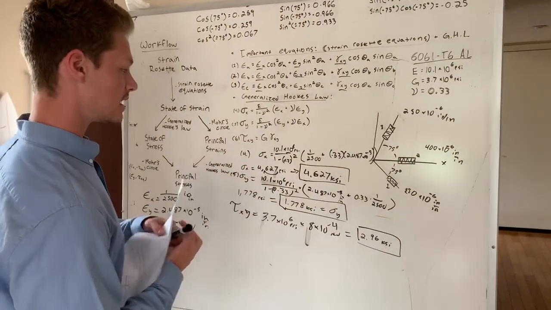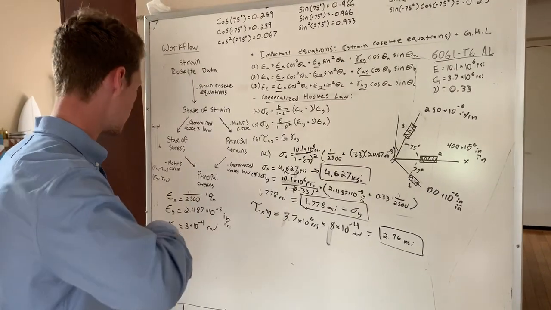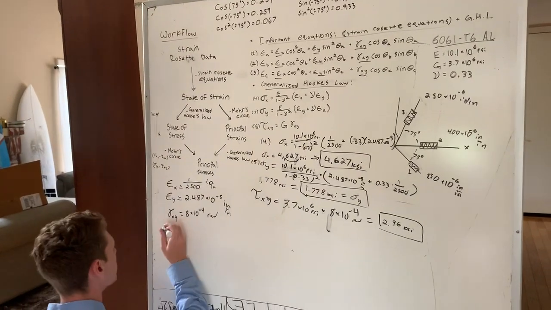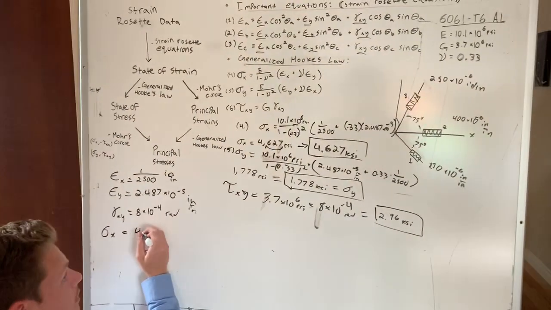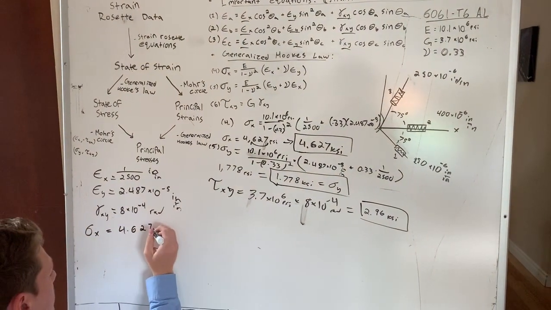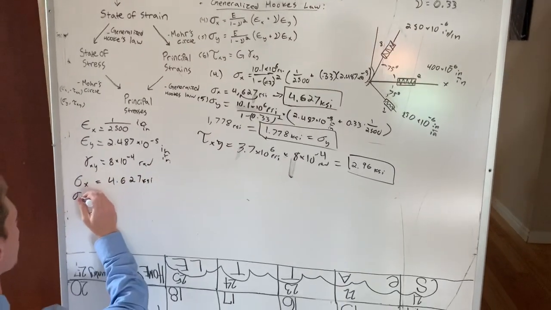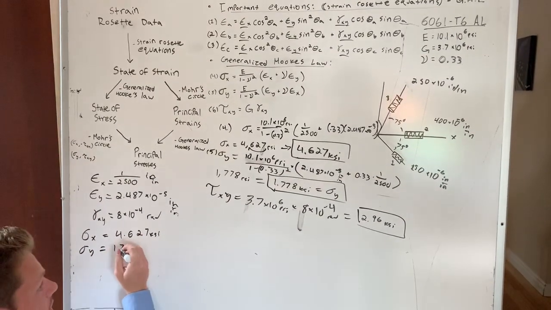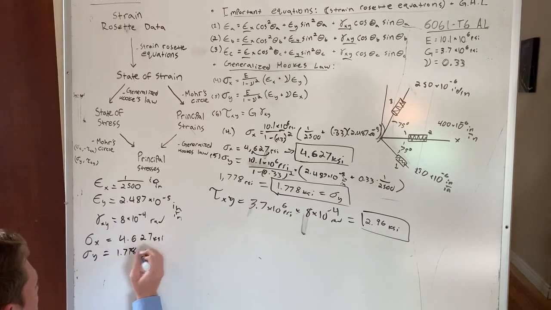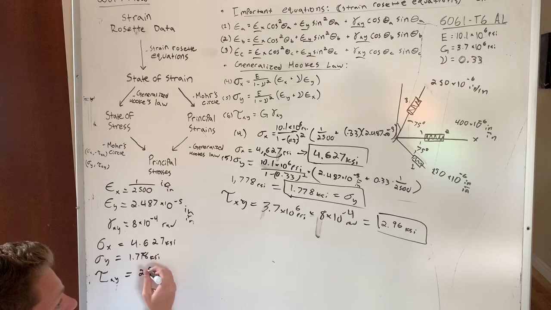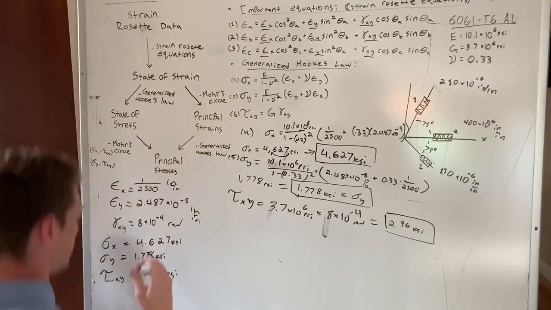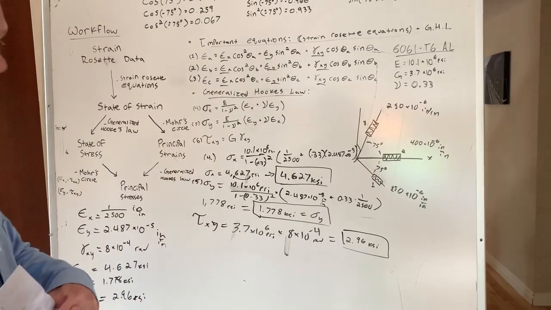All right, let's take these important numbers and move them somewhere over here. Sigma x is equal to 4.627 ksi. Sigma y is equal to 1.778 ksi. Tau xy is equal to 2.96 ksi. All right, now we are very close to being done.